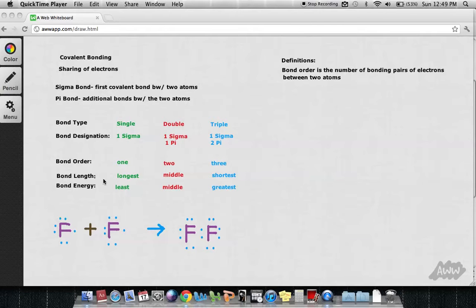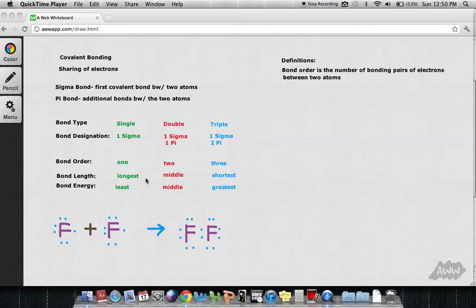The bond length for single would be the longest, for double it would be in the middle, and triple would be the shortest. Basically, the more bonds that you add between the two atoms, the more closely they're being pulled together, so the bond length would shrink. It's like they're overlapping, so they're starting to shrink.